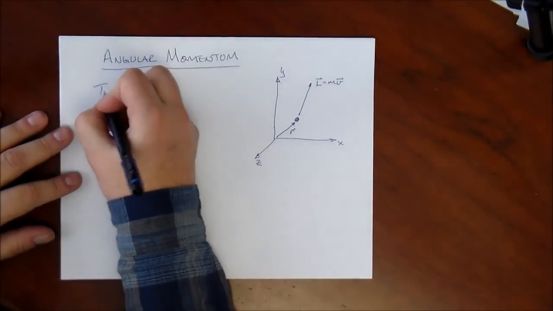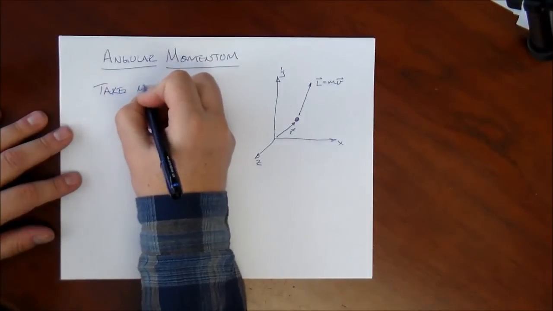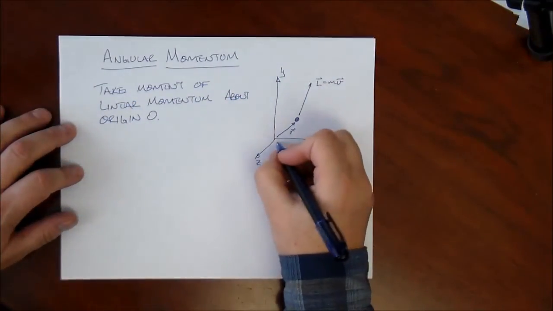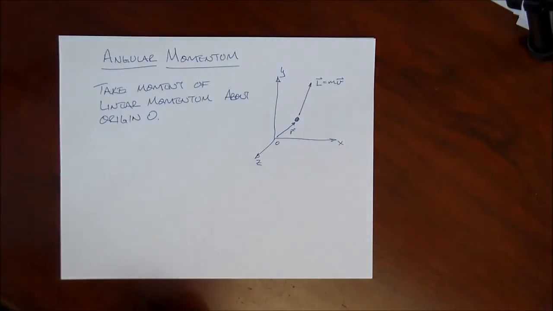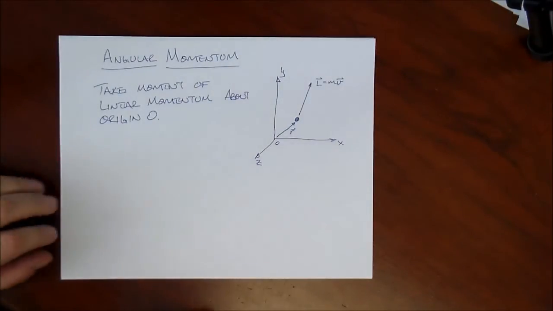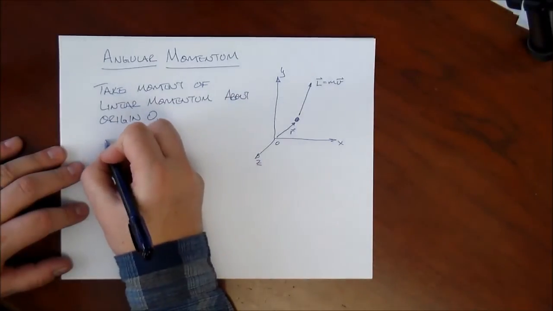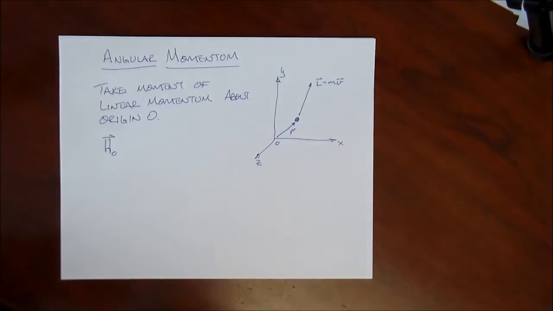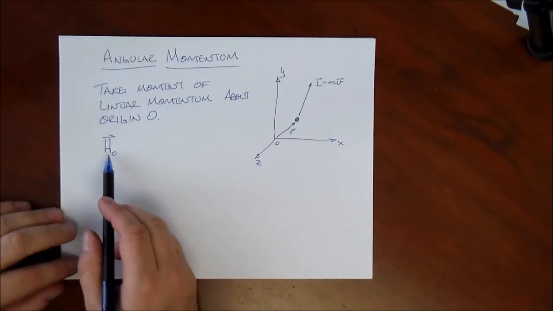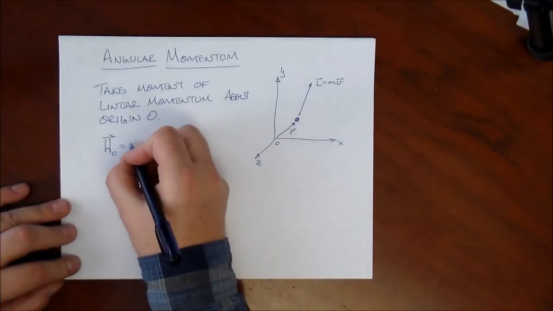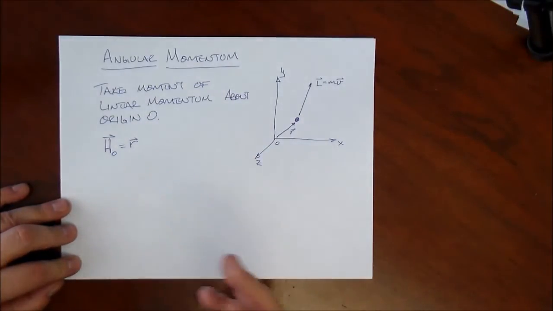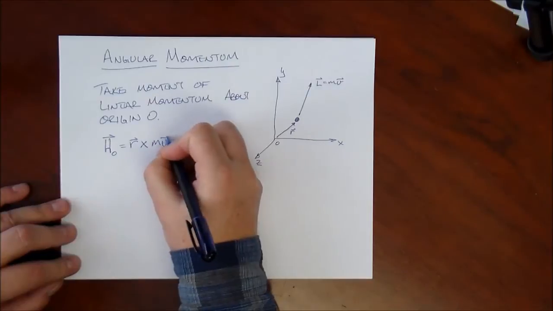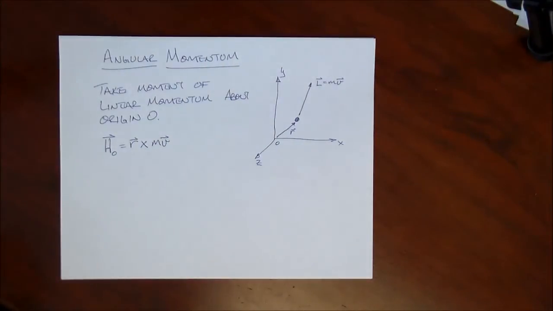We can take the moment of that linear momentum. Suppose we call the origin O. And this moment is called the angular momentum. So it's written as follows. H is the angular momentum, and we subscript it with the origin about which we're taking the moment. So it's the angular momentum about point O, and that's equal to the position of the particle in the reference frame, or with respect to O, crossed with the linear momentum. So the angular momentum is just the moment of the momentum.